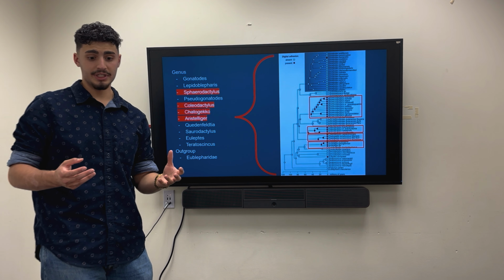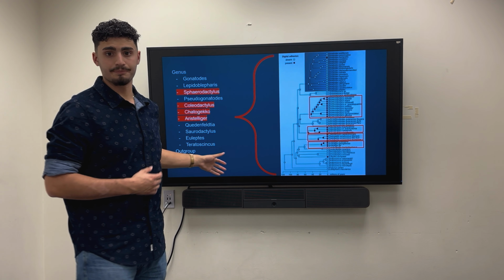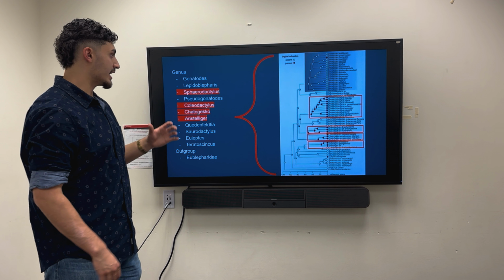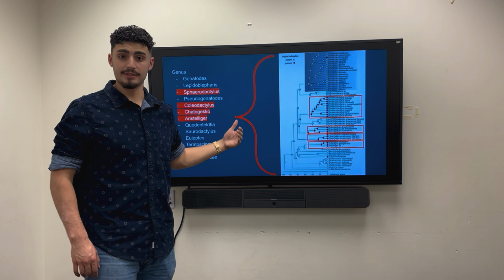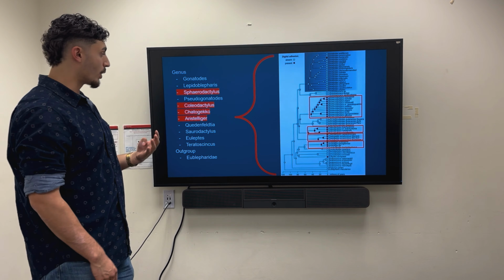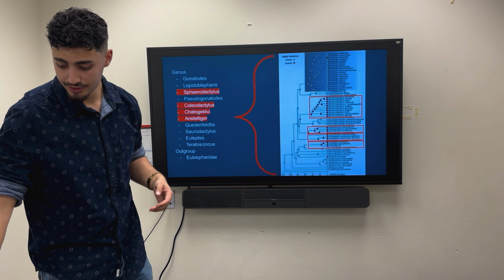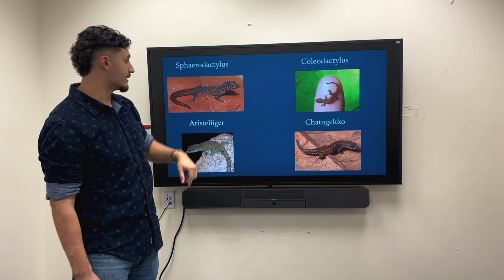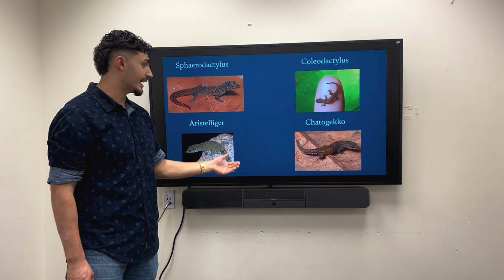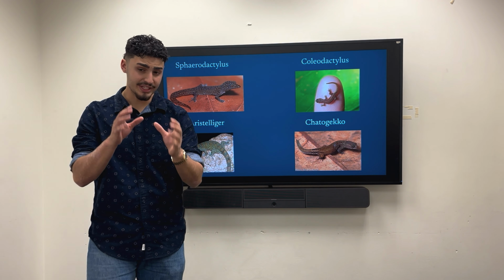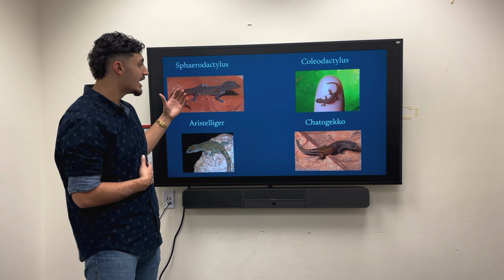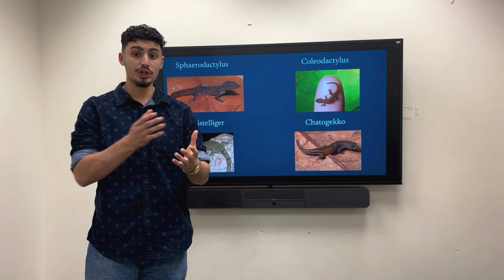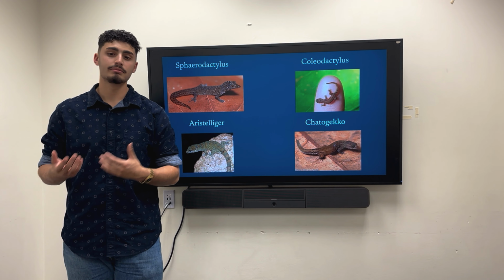Now, examining every species, we see something interesting. Only 6 times did the frictional adhesive capabilities evolve within the family of Sphaerodactylidae. 4 times did this happen in an entire genus: the Sphaerodactylus, Coleodactylus, Aristelliger, and the Chatogekko. Now this helps us out because we're able to see the commonalities between these geckos in order to find out what structures are actually helping them be sticky.